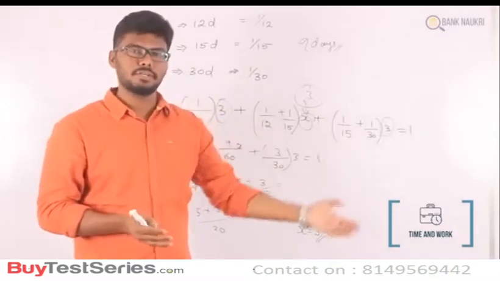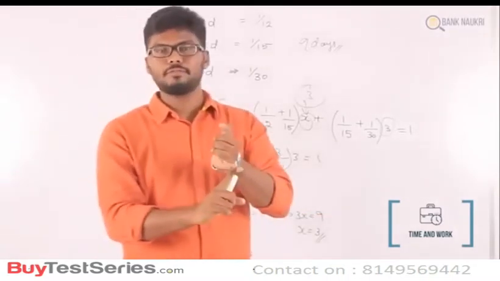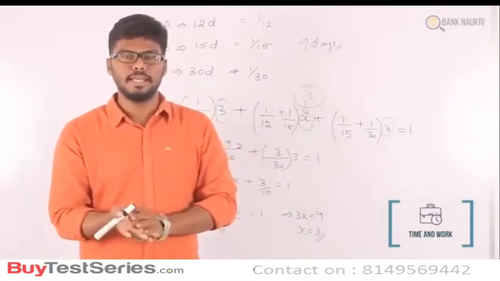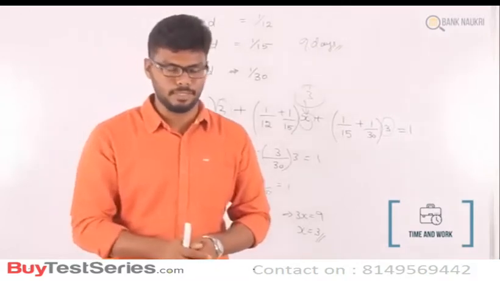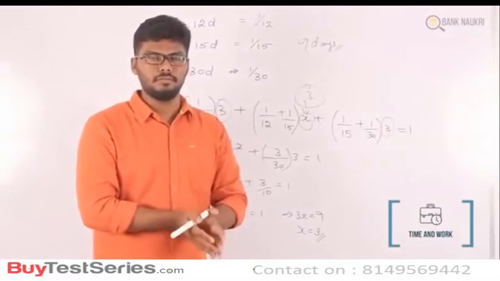Now let's go back to the first question we solved already. You remember the first question? A does a piece of work in 30 days, B does the same piece of work in 20 days. Find out how many days A and B will work together to complete the work. Now let's go to the problem and understand how the shortcut method works here.